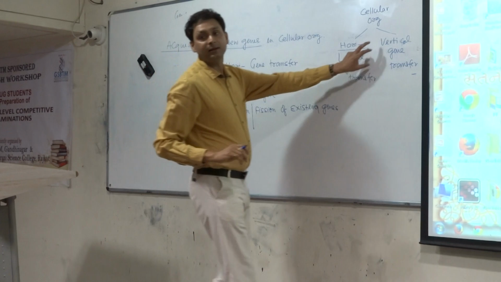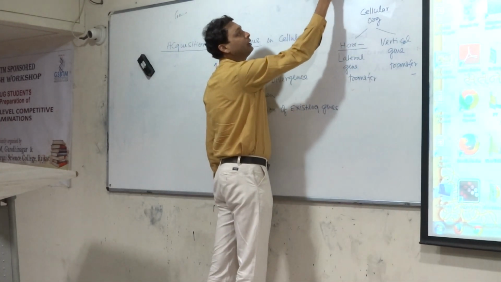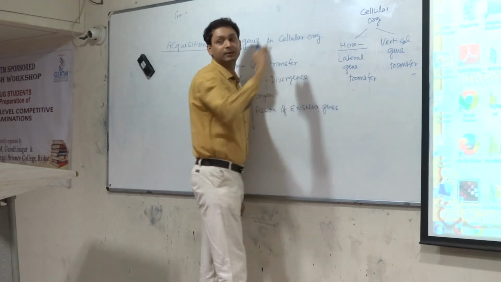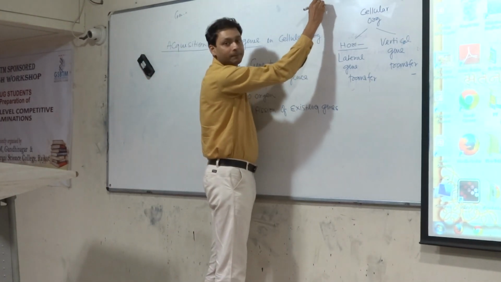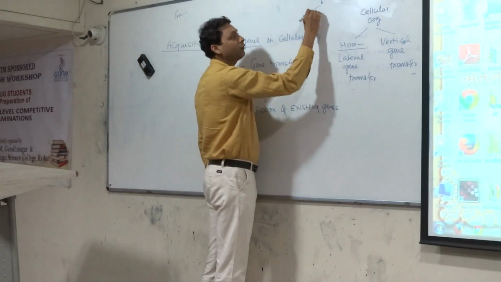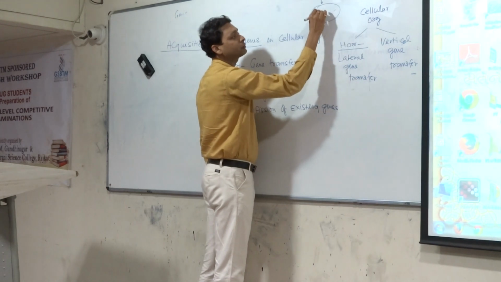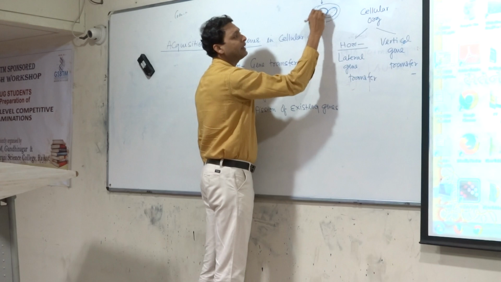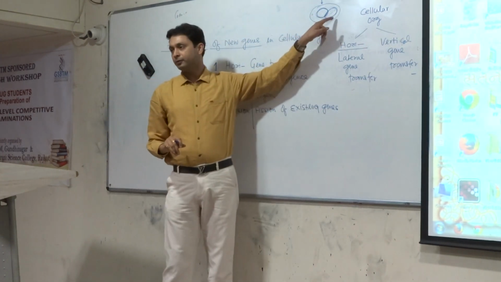First, take the case of vertical gene transfer. Suppose I am taking the example of E. coli bacteria. In E. coli, DNA is present as the genetic material. When this bacteria divides by binary fission, first the DNA undergoes replication, and due to the replication, 2 copies of the existing DNA form.